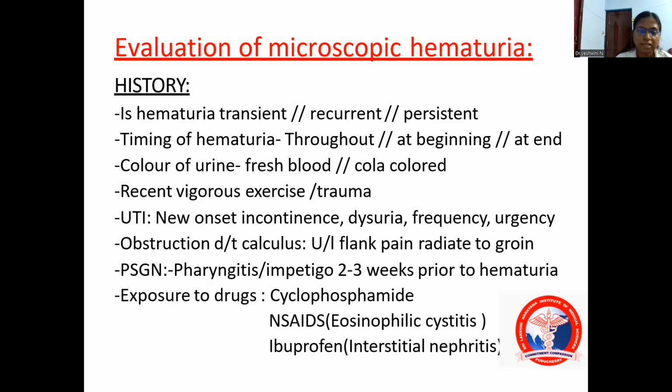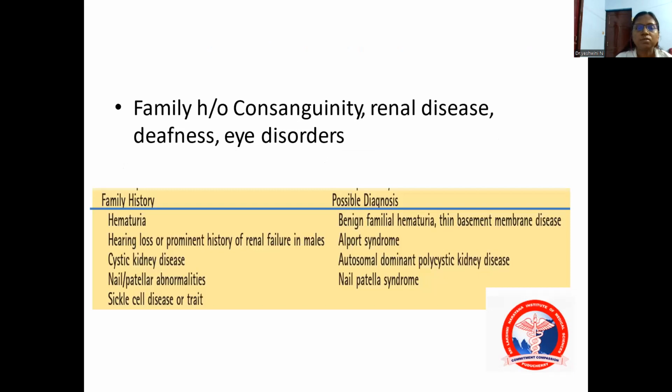Then ask about the history of drugs, exposure to drugs. Okay, so family histories you should ask. Definitely you should ask family histories because some renal disorders occur in families. Definitely ask for consanguinity, as per renal disease, deafness and eye disorders, because some diseases run in families, right?